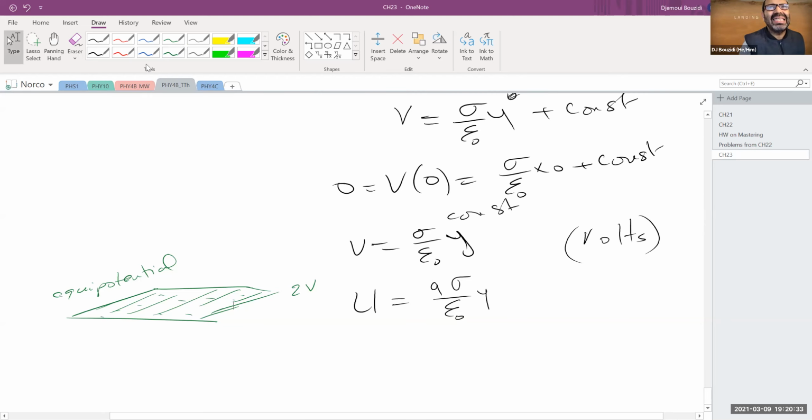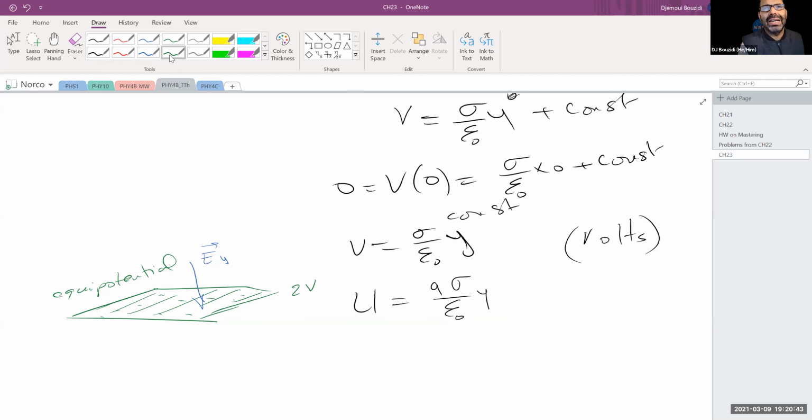The electric field in this case is perpendicular to it. The electric field is actually in the z direction, I mean, in the y direction. So this is E pointing in the y direction, whereas this equipotential clearly is in the x direction and the z direction. So it looks like the electric field and the equipotential surfaces are perpendicular to one another.